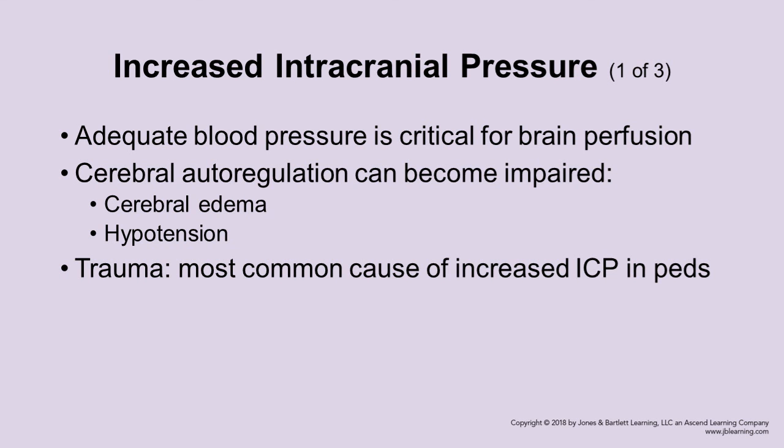So disorders of ventilatory control start off with increased intracranial pressure. Increased intracranial pressure can result from dysregulation of your cerebral blood flow. We know that adequate systemic blood pressure is critical for brain perfusion, and there are situations where the cerebral autoregulation or delivery of blood to the brain can become impaired. This can happen for multiple different reasons.